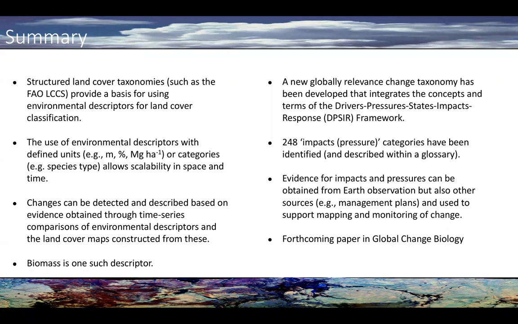So in summary, structured land cover taxonomies, such as the FAO-LCCS, provide a base for using environmental descriptors for land cover classification. The use of environmental descriptors with defined units or categories, including above-ground biomass and height, percent, and so on, for canopy cover, for example, allows scalability in space and time. Change can be detected and described based on evidence obtained through time series comparison of environmental descriptors, and the land cover maps constructed from these. Biomass is one such descriptor.